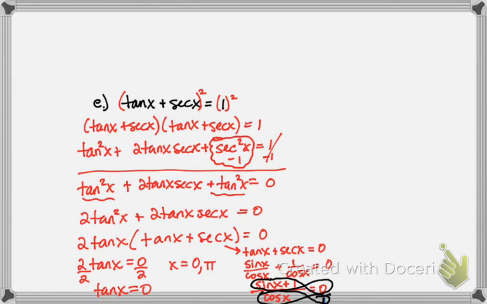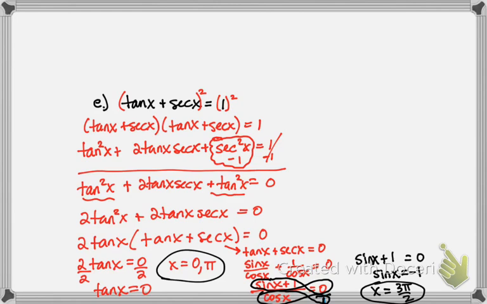So then that gives me cosine of x times 0, which is 0, and sine of x plus 1 times 1, which is sine of x plus 1. So then sine equals negative 1, and that happens at 3/2 pi. So I'm looking to check 3 answers right now and figure out which ones work. So again, you have to check in your original problem.